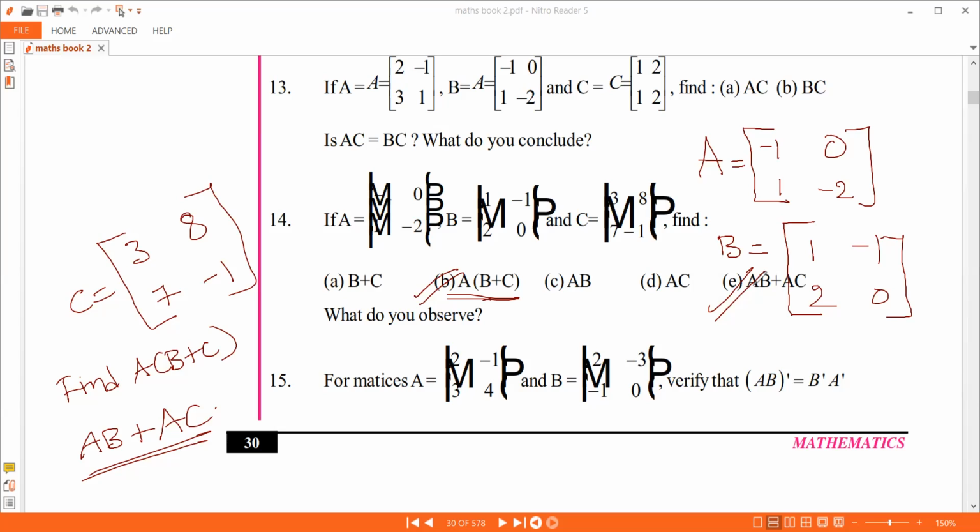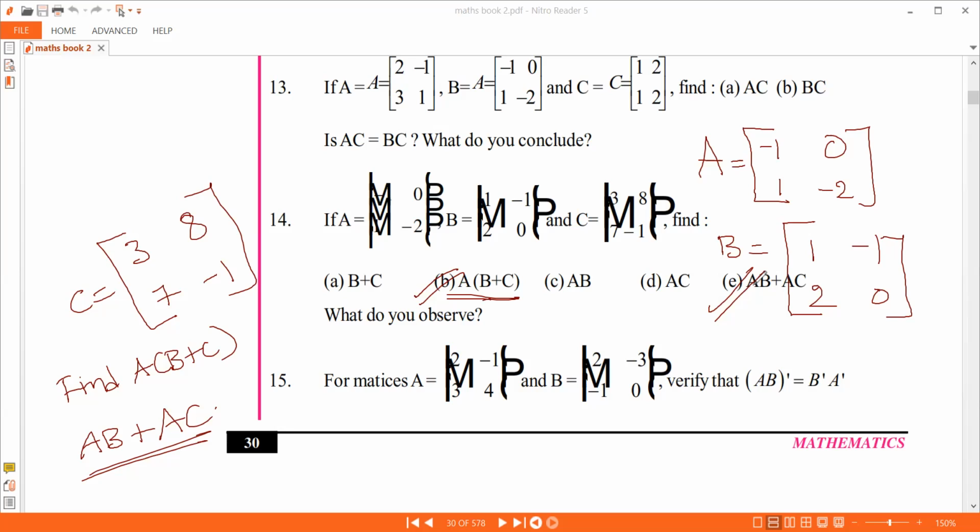AB plus AC, right? When you do that, you should get the same answer for both. AB plus AC should give the same answer as A times (B plus C). It will give the same answer.